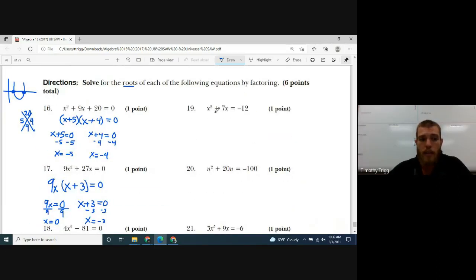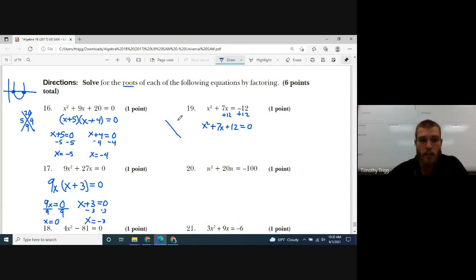For this one, number 19, notice this doesn't say equals 0. Like these all said equals 0, but this one says equals -12, right? So the first thing you want to do is you want to make it say equals 0. And the way we're going to do that is we're going to add 12 both sides. So that'll give us that x squared plus 7x plus 12 equals 0. So now it's in the form like we want. We want to have equals 0.